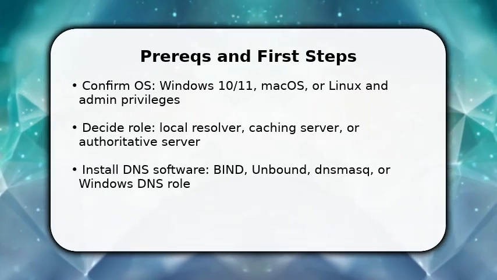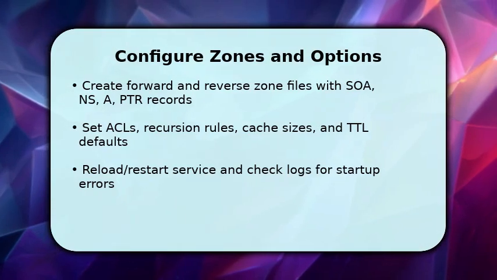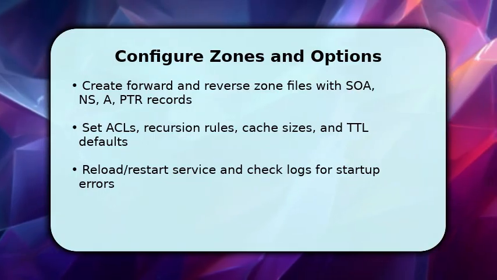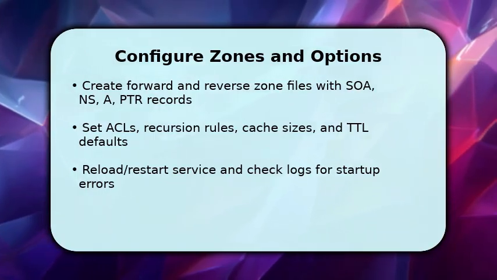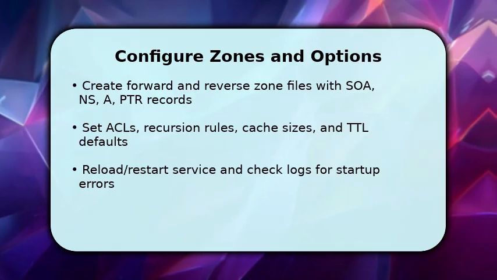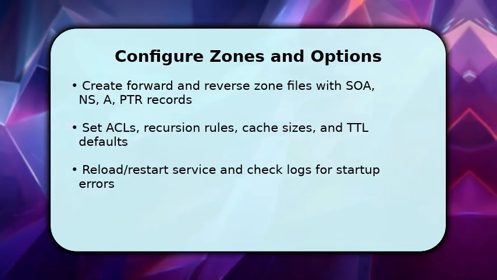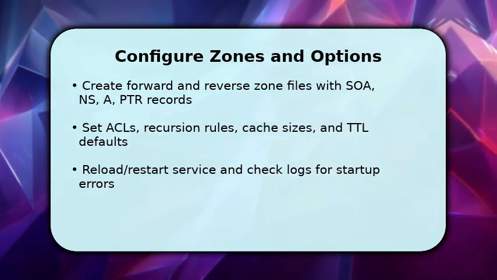Now configure forward and reverse zones. Add SOA, NS, A, and PTR records reflecting your network. Edit options to set ACLs, recursion permissions, cache size, and TTL defaults so resolution performance is predictable.